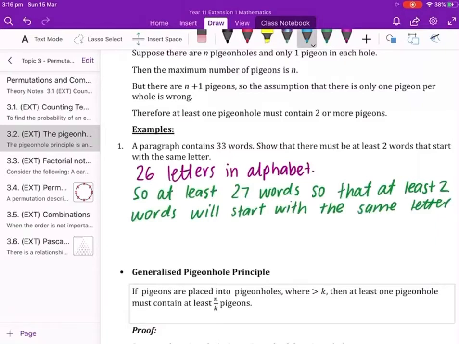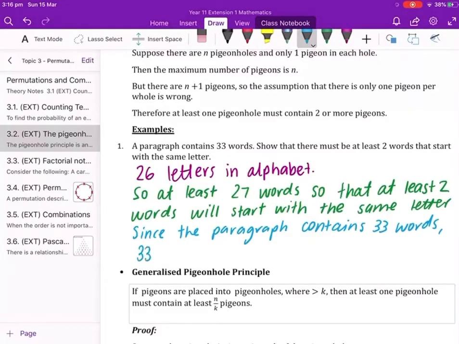So since the paragraph contains 33 words, which is more than 26, at least 2 words must start with the same letter.